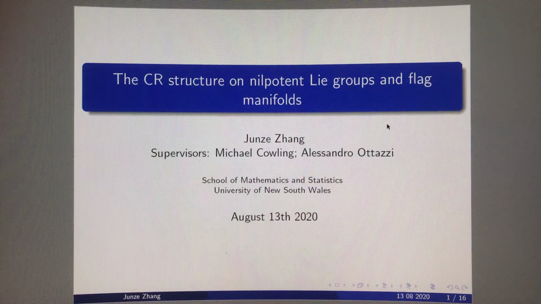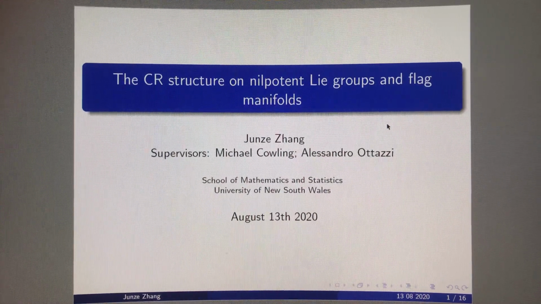Today I'm going to talk about the CR structure on nilpotent Lie groups and flat manifolds. Before talking about the definitions of the CR structure and some related topics, let's first have a look at some important concepts that we're going to use in this talk.